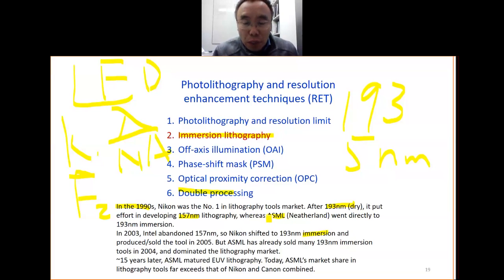The tools sold by this company are far more than those of Nikon and Canon combined. So this is one reason. Another reason, as we will see later on, is that this company developed EUV lithography, and in EUV lithography, Nikon and Canon are out. They are not in the EUV lithography business. Okay, so now let's go to immersion lithography.